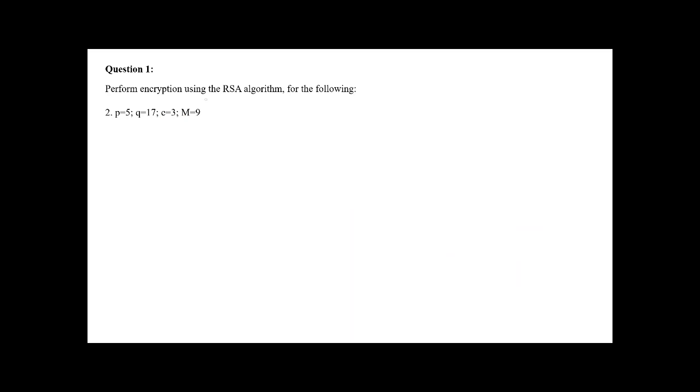Here we want to do an RSA encryption also, using the values P equal 5, Q equal 17, E equal 3, and message equal 9. The first step that we will need to do is to get the N. So N equals P multiplied by Q, which is equal to 5 multiplied by 17, which is equal to 85.